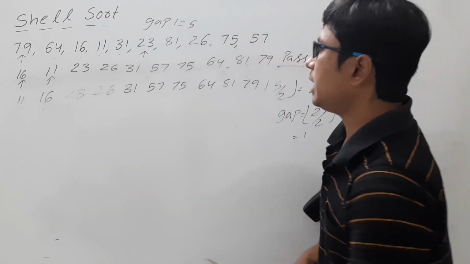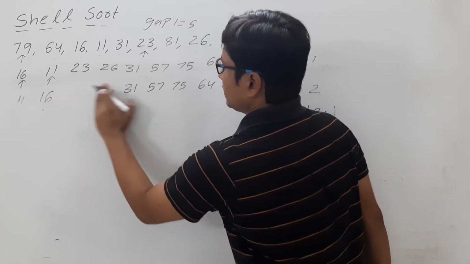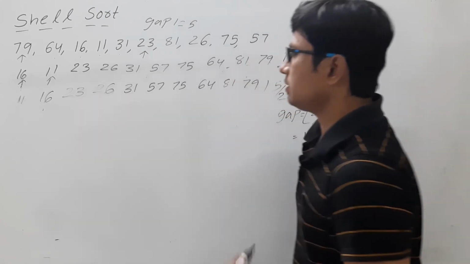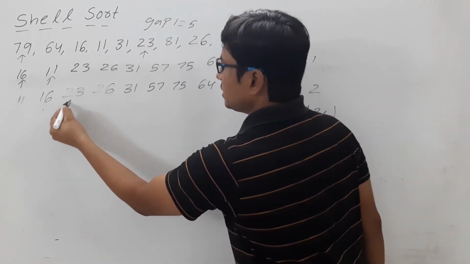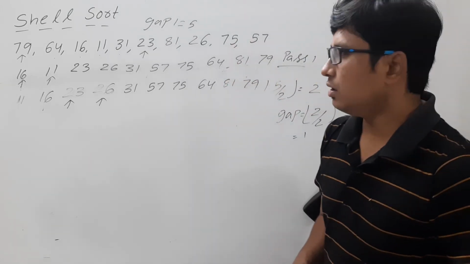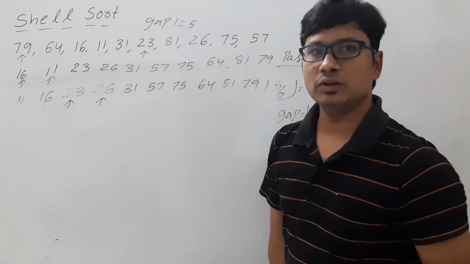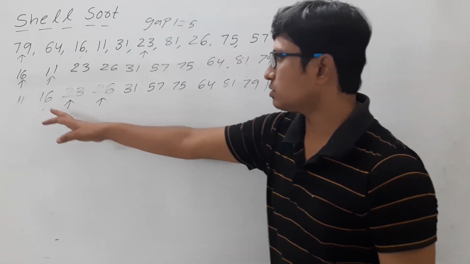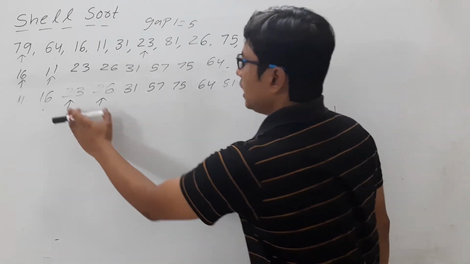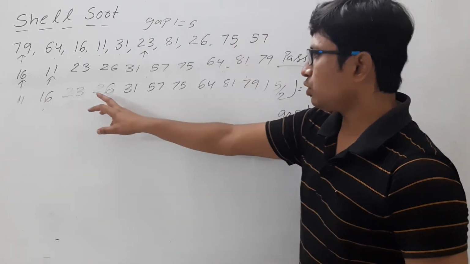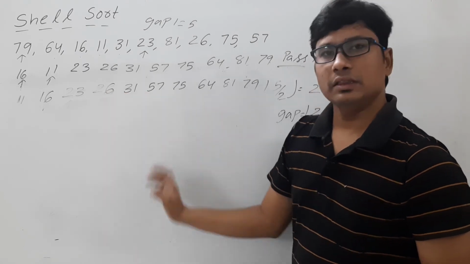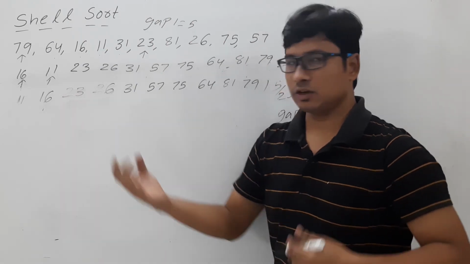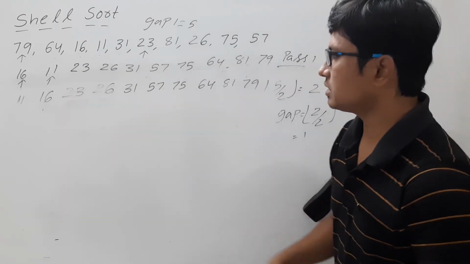Now what I will do? I will compare. Let me write here properly. 23 is there, 26 is there. Okay, is it clear? Now 23 I will compare with 26. Now 23 is less than 26, so I no need to perform any swapping. If I look in the backward direction also, 16 is less than 23, I no need to perform any swapping. Now 26 and 31 if I compare, they are in the appropriate position because 26 is less than 31. If I look in the backward direction, already we have looked, 23 is less than 26, so no problem.